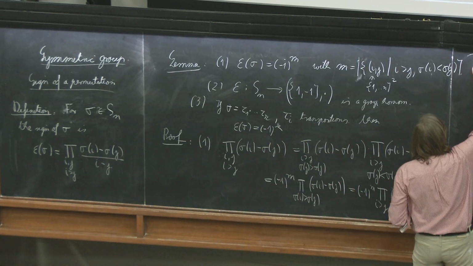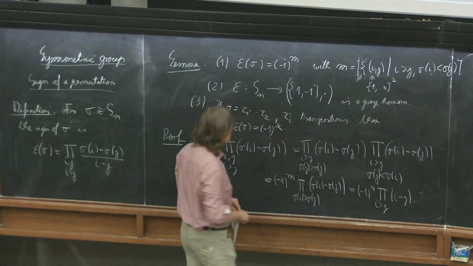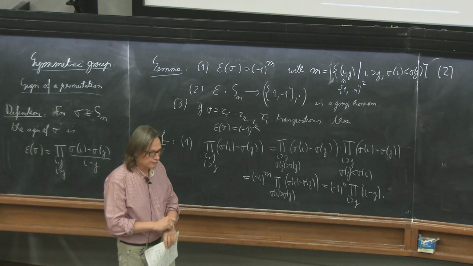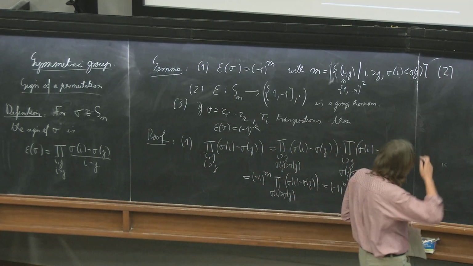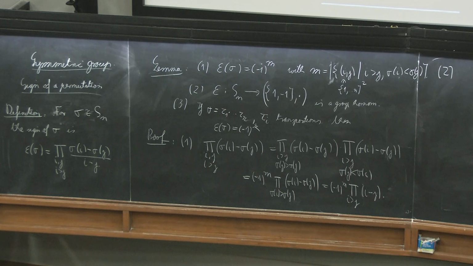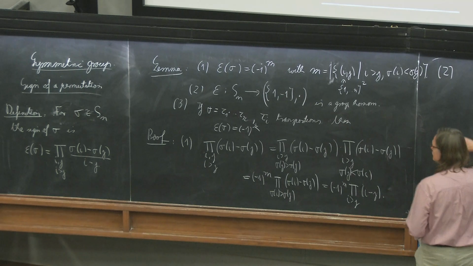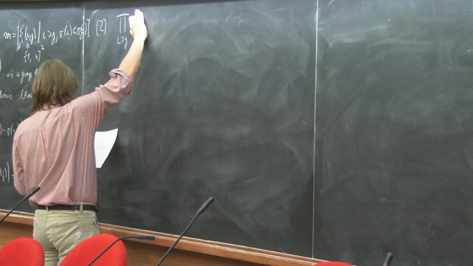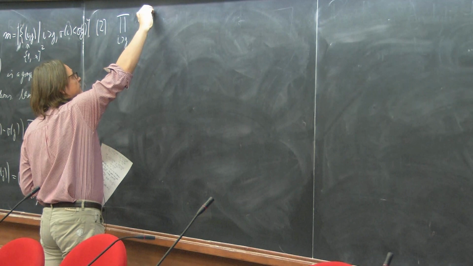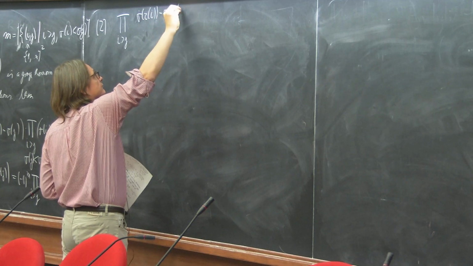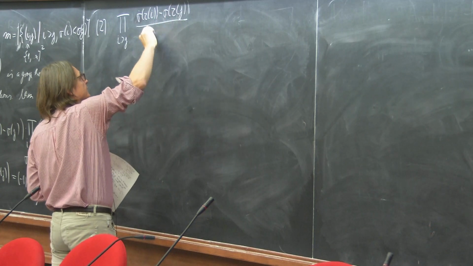Okay, so this was the first. The second is that this is supposed to be a group homomorphism. So we have to see that if we take a composition of two elements in the symmetric group, then this goes for the product. So let's see how that goes. What do we get for the composition? We get the product over all i bigger than j of sigma of tau of i minus sigma of tau of j, where sigma and tau are elements in the symmetric group, divided by i minus j.